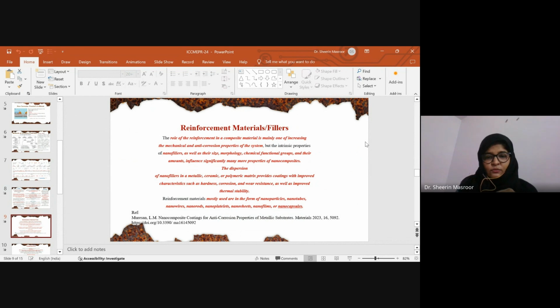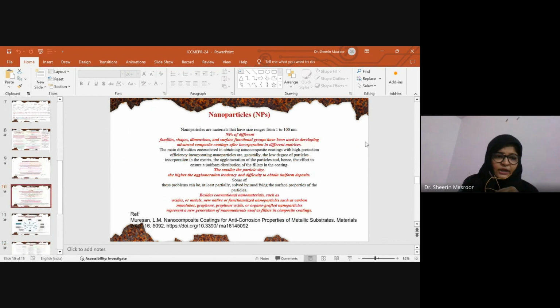The reinforcement material is mostly used in the form of nanoparticles, nanotubes, nanowires, nanorods, nanoplatelets, nanosheets, nanofilms, and nanocapsules. If we specifically talk about nanoparticles used as reinforcement material, their shapes, dimensions, and surface functional groups have been used in developing enhanced composite coatings after incorporation into different matrices. Because of these properties, they have been greatly harvested in different matrices to get desired properties.